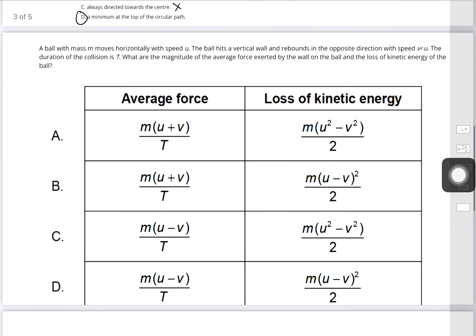Now, this is a topic 3 question about momentum. A ball with mass m moves horizontally with speed u. It hits a vertical wall and rebounds in the opposite direction with speed u.